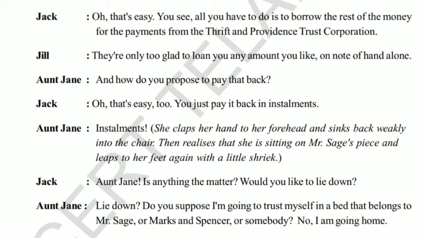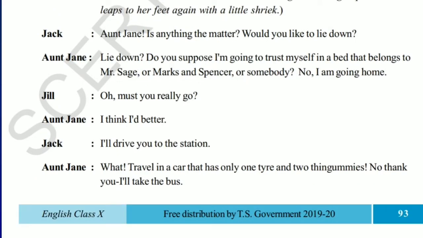She claps her hand to her forehead and sinks back weakly into the chair, then realizes that she is sitting in Mrs. Stace's piece and lifts her feet again with a little shock. And Jane is thinking the matter over. Would you like to lie down? Lie down? Do you suppose I'm going to trust myself in a bed that belongs to Mr. Sage or Marks and Spencer or somebody? No, I'm going home. Oh, must you really go? I think I had better. I will drive you to the station. What? Travel in a car that has only one tire and two cylinders? No, thank you. I will take the bus.